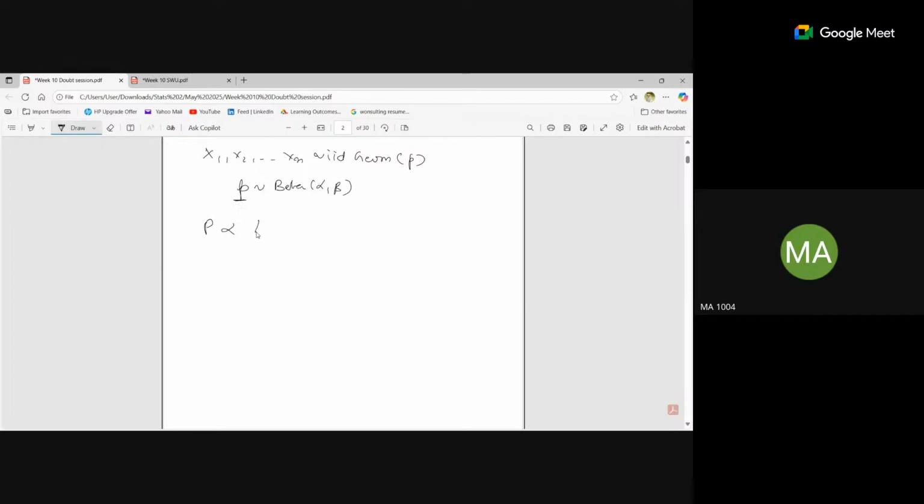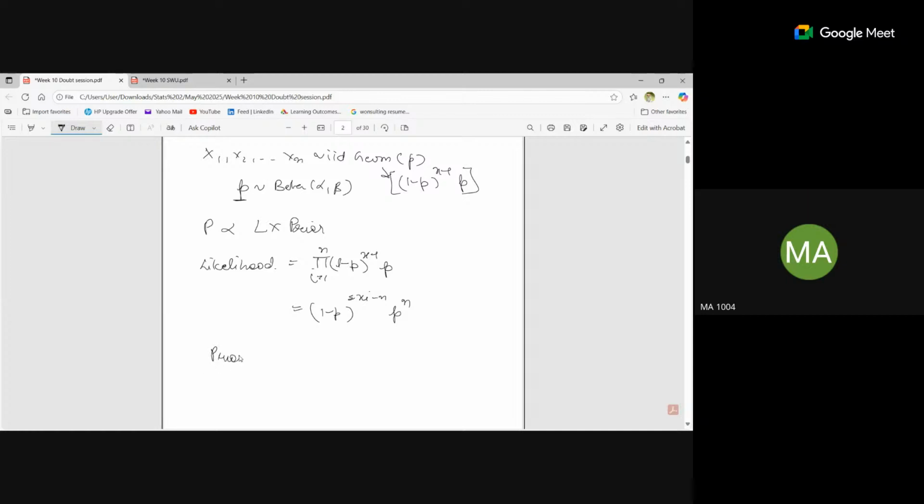Now, posterior is proportional to likelihood into prior, right? What is my likelihood? If it's a geometric, what is the PDF of a geometric? It is (1 minus P) raised to the power x minus 1, into P. So the likelihood is the product over i going from 1 to n of (1 minus p) raised to the power xi minus 1 into p. This will be (1 minus p) raised to the power summation of xi minus n, p raised to the power n, correct? This is my likelihood.